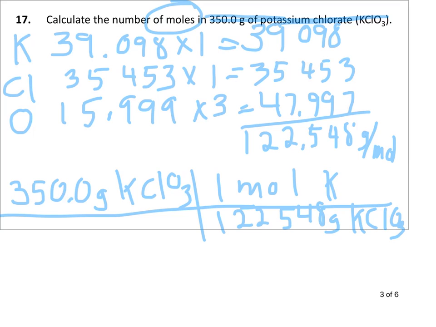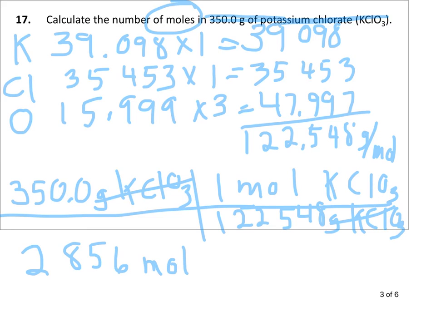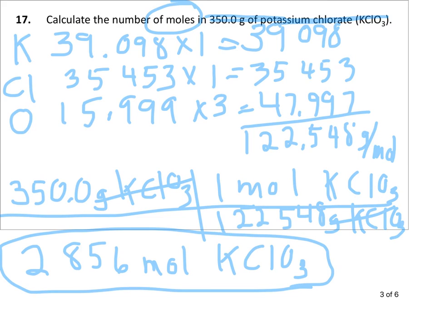Stick that up here too. Grams cancel grams. Little bit of division here. This time we get to keep 4 sig figs with 350.0. So that would be 2.856 moles of the potassium chlorate in 350 grams.